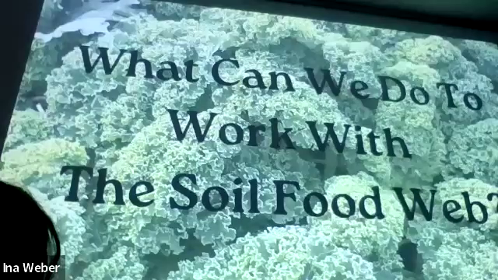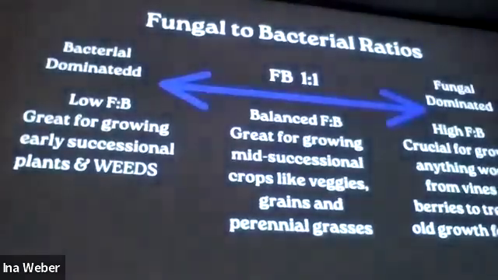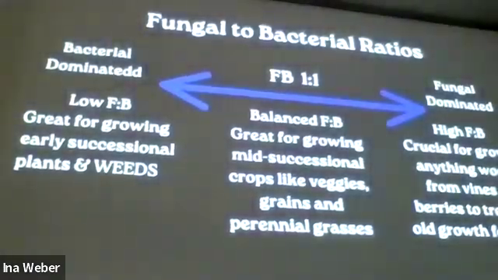Sorry, I don't know if I missed it, but when you referred to mid-successional, what is that? What does succession mean? Oh yeah, sorry. It's successional. So if we think of our gardens as an ecosystem, in an ecological succession, you're going from a bacterially dominated, more alkaline environment with more weeds, basically.